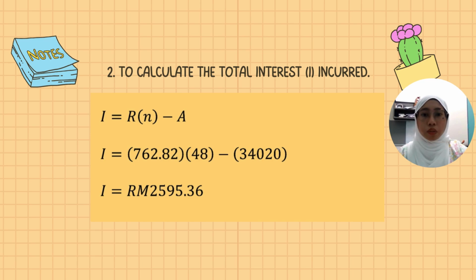To calculate the total interest I incurred, I equals R times N minus A. I equals 762 ringgit 82 cents times 48 minus 34,020 ringgit. I equals 2,595 ringgit and 30 cents.